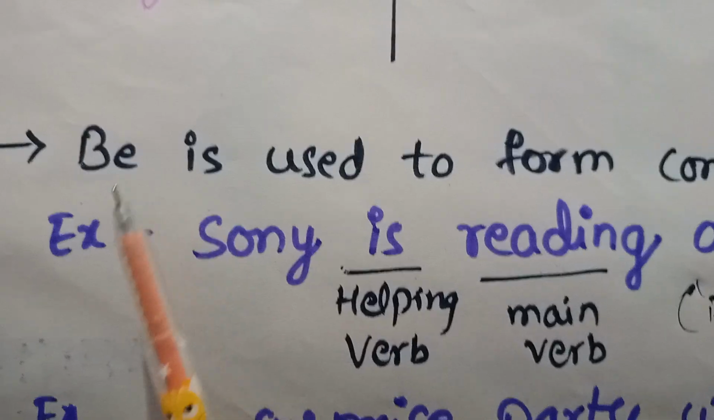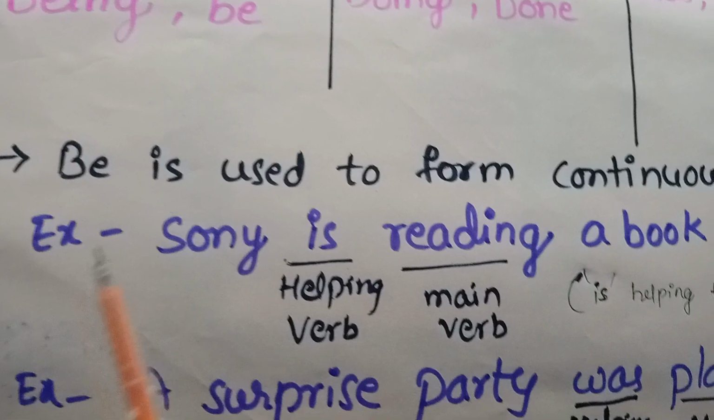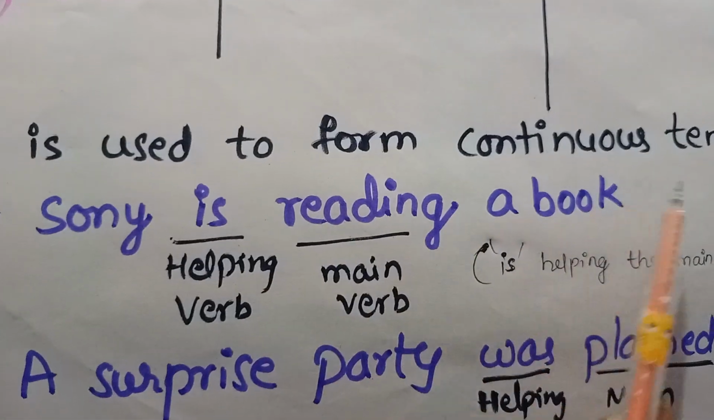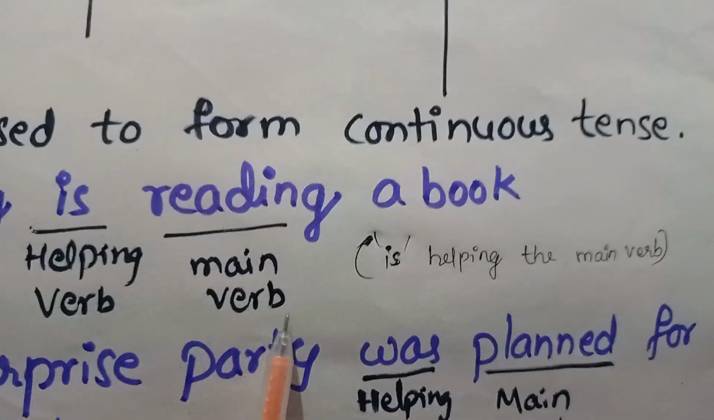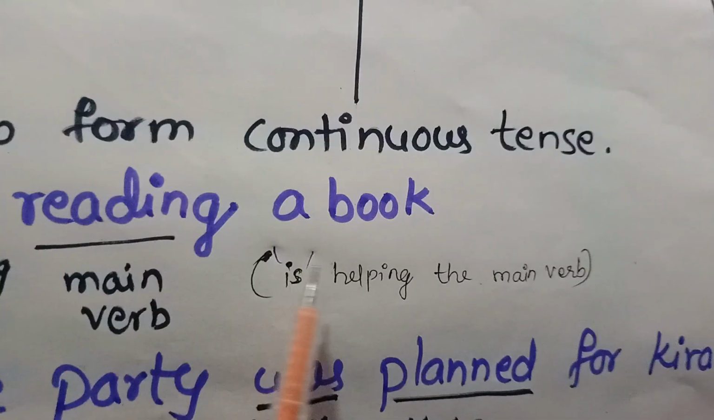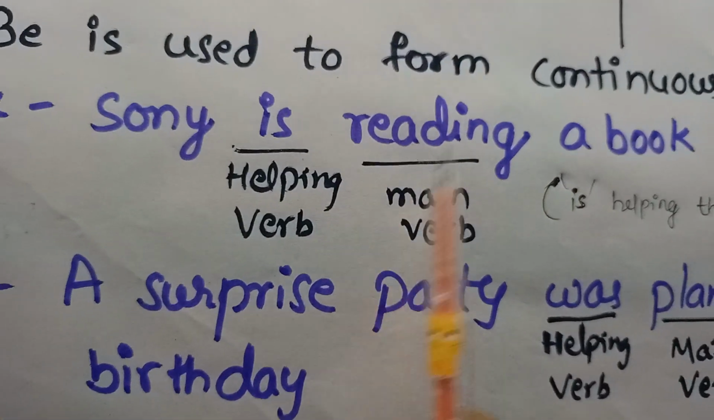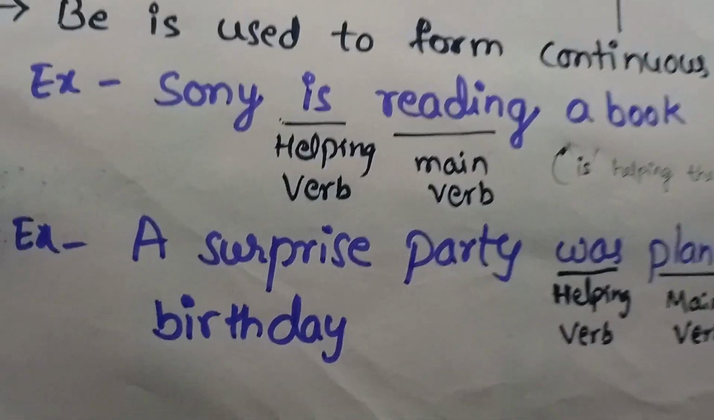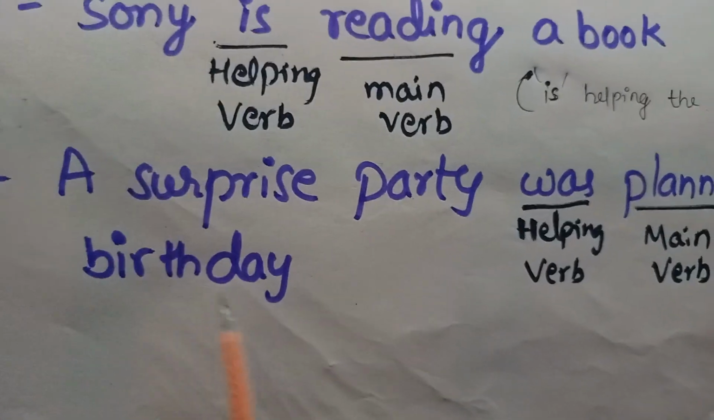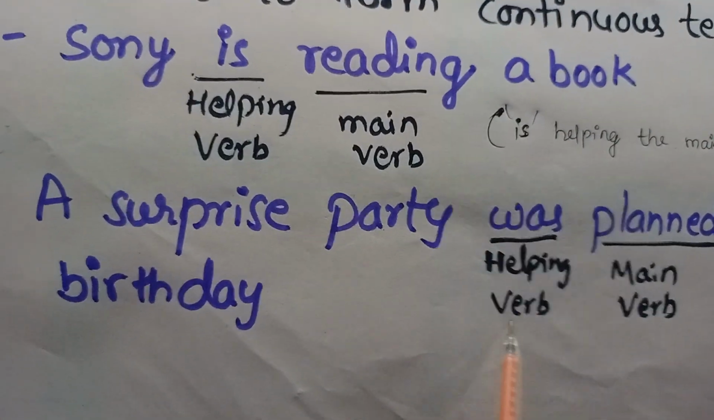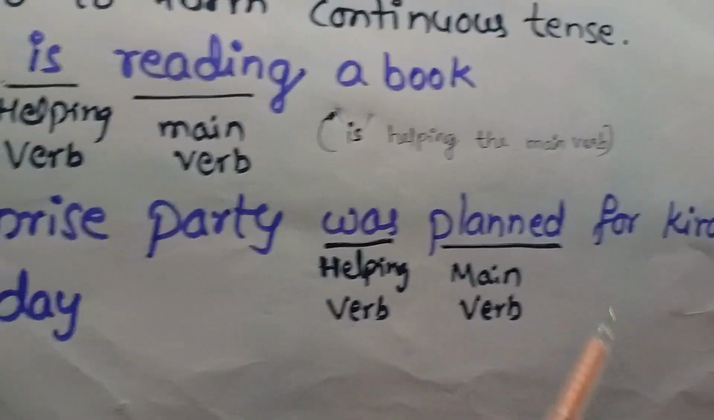Let us discuss be forms. Be is used to form continuous tense. For example, Sony is reading a book. Here is is the helping verb, reading is the main verb. Is helps the main verb, reading. Next example. A surprise party was planned for Kiran's birthday. Was is the helping verb and it supports the main verb planned. Planned is the main verb.